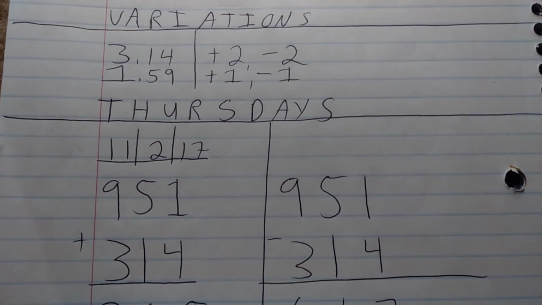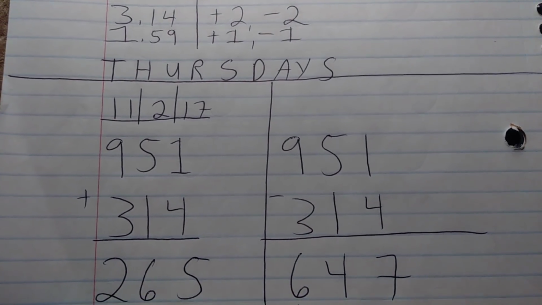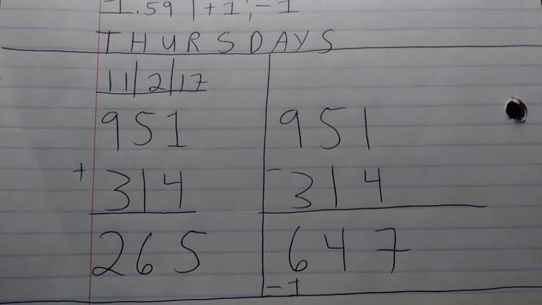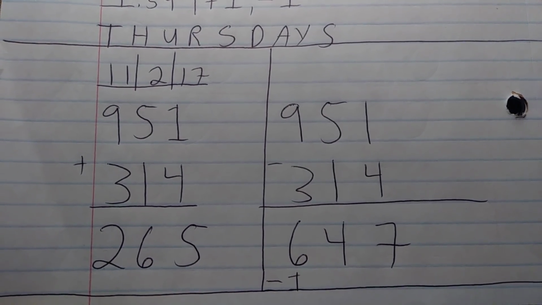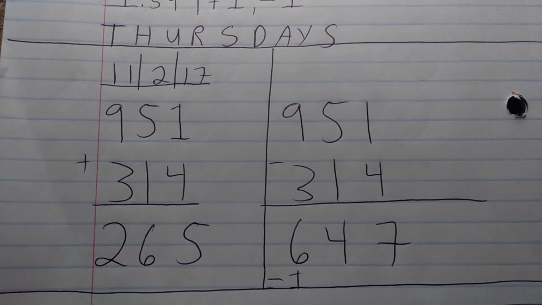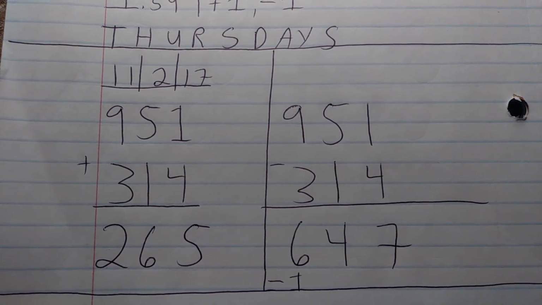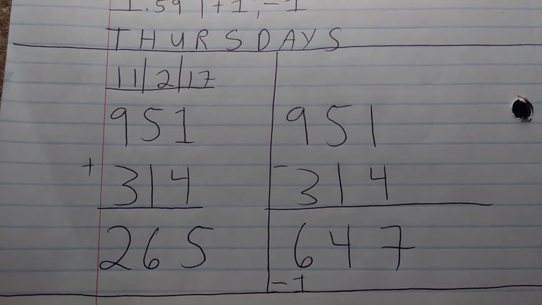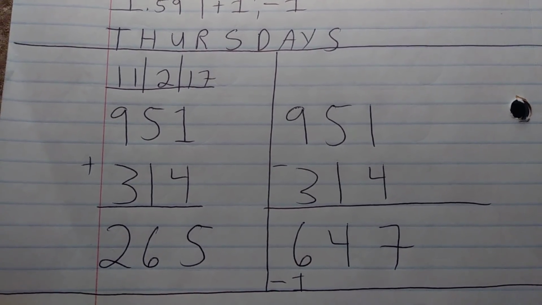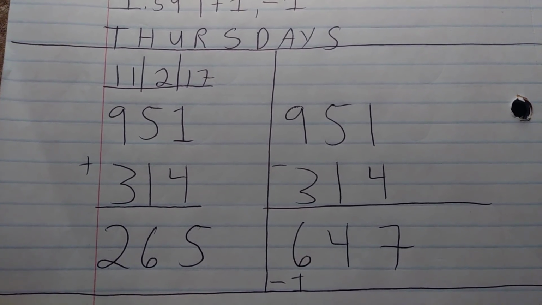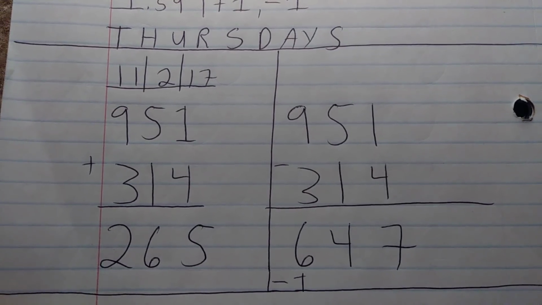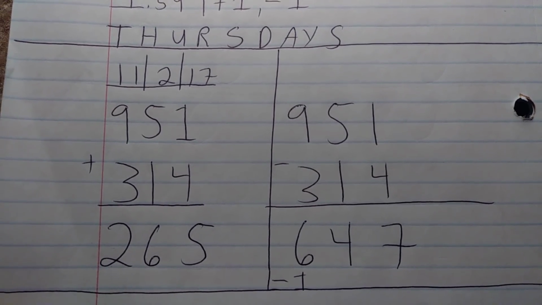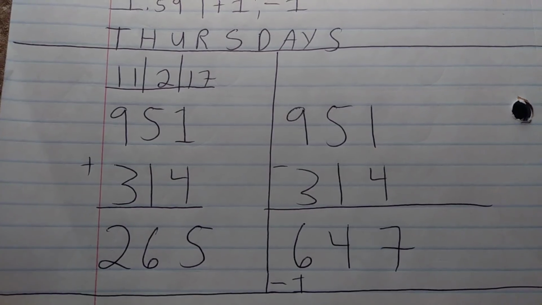I also like to go back about a month to test this theory out. The Thursday, November 2nd, you had 951. 951 plus 314: 1 plus 4 is 5, 5 plus 1 is 6, 9 plus 3 is 2, so 265. That one did not hit in the next 7 days.